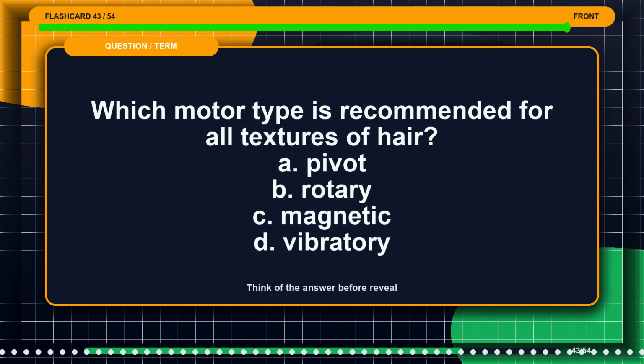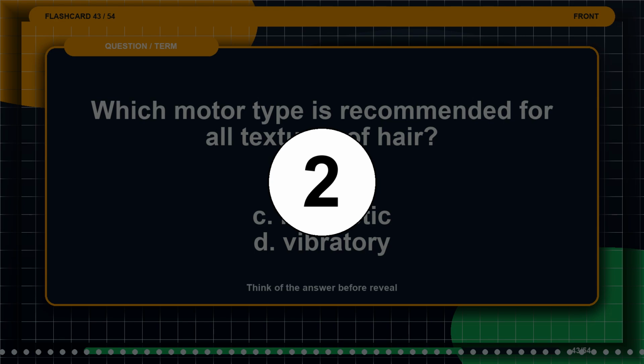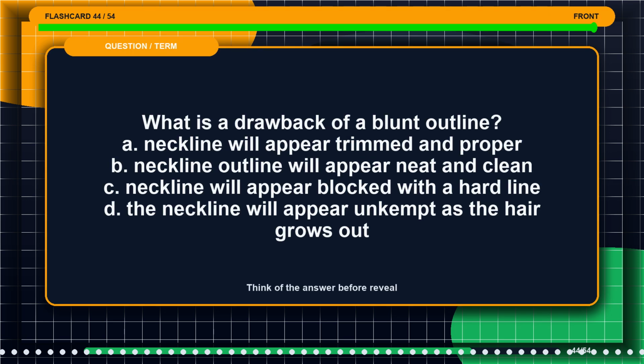Flashcard 43. Which motor type is recommended for all textures of hair? A. Pivot. B. Rotary. C. Magnetic. D. Vibratory. Pause and think of the answer before the reveal. The answer is rotary.